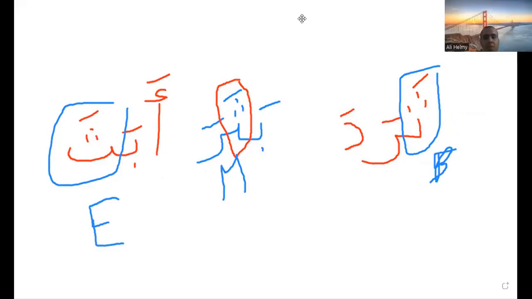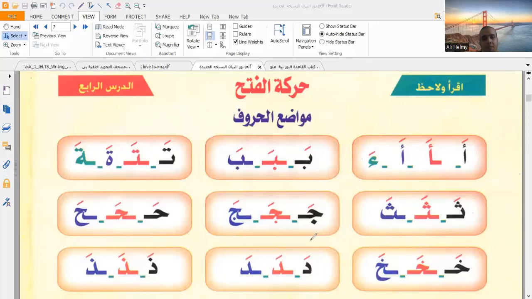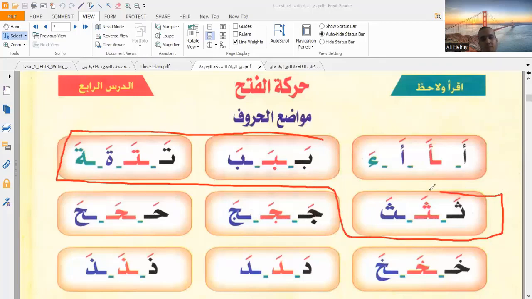Okay, let's go. So over here we have the different positions of ja. The same as well. We have ja in the beginning, ja in the middle, and ja in the end. Okay, so before we take examples for ja, let's make a comparison. Here you find these letters are similar, by the way.